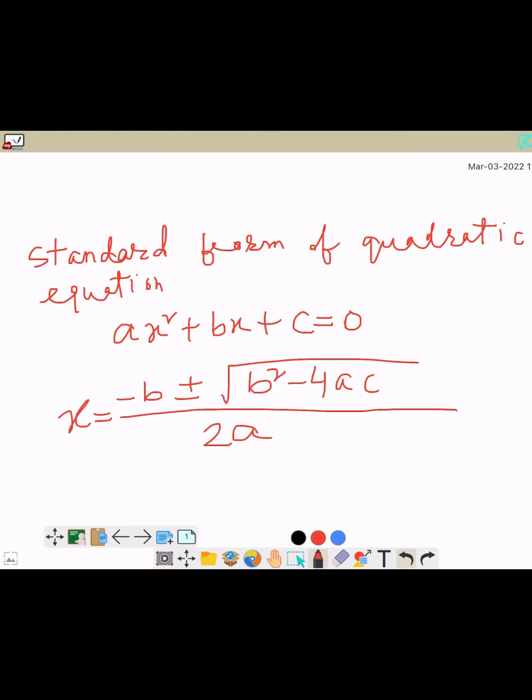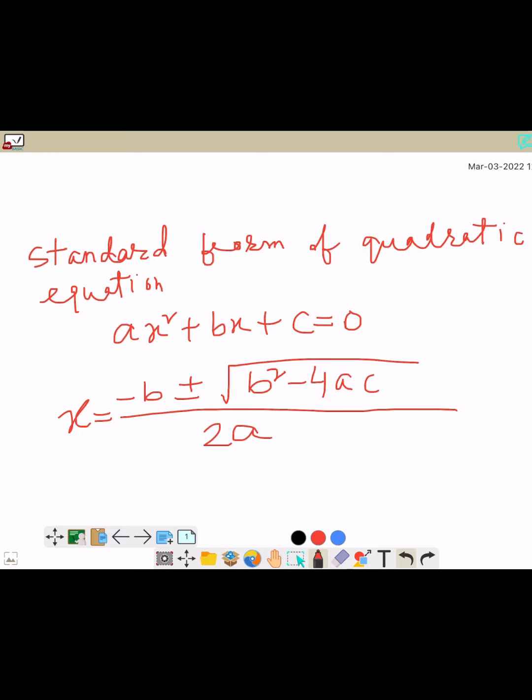Hello friends, as of now we have got a standard form of quadratic equation, that is ax square plus bx plus c is equal to 0, and the solution of this equation is x is equal to minus b plus minus root over b square minus 4ac divided by 2a. So this is the formula of the quadratic equation.